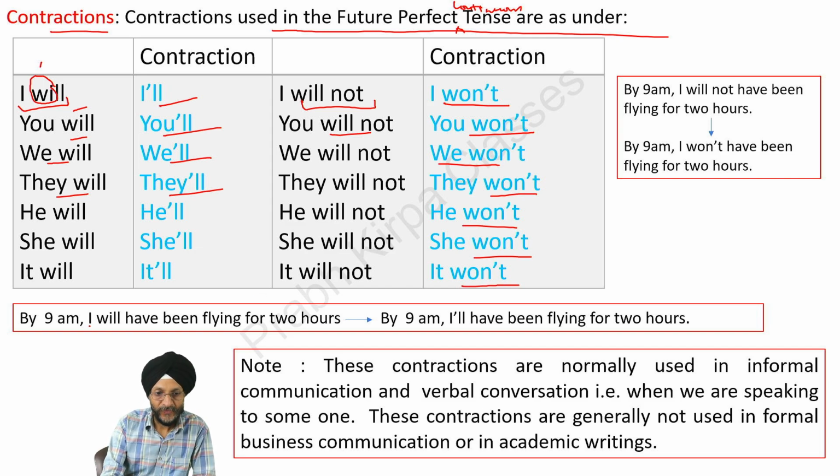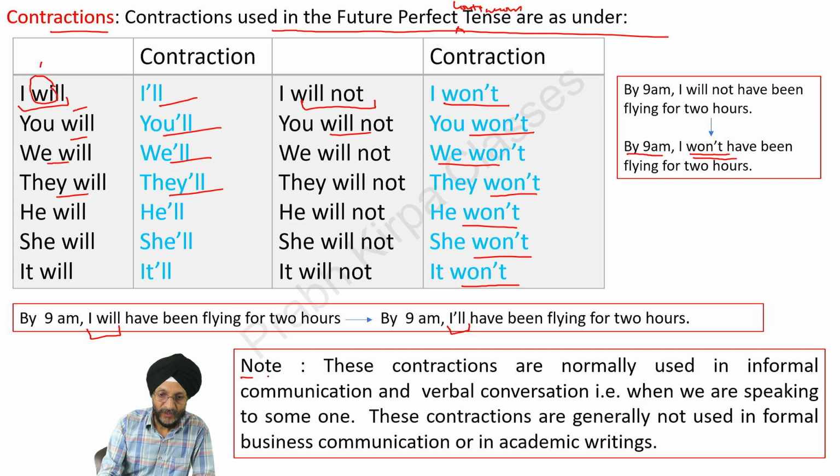See example, by 9 a.m. I will have been flying for 2 hours. Here you will see that I will becomes I'll. By 9, I'll have been flying for 2 hours. If we talk about negative sentence, by 9 a.m. I will not have been flying for 2 hours. It becomes, by 9 a.m. I won't. Will not becomes won't. This is the contraction used.